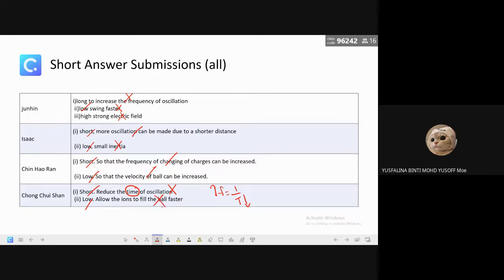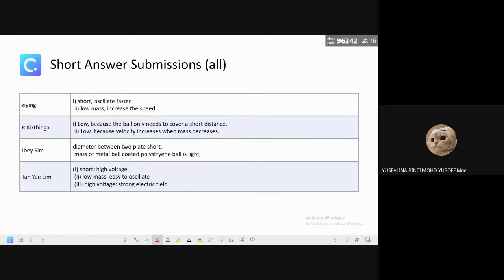Okay, low mass allows the ions to fill the ball faster. No, that's why I said it should be connected. Okay, faster, move faster. So what you need to do? Low mass, because you can increase the acceleration. So when the acceleration increases, then it will move faster. Okay. Needs to cover a short distance. Not so. Okay. Diameter between two plates, mass of the ball will be slight. Okay. Short, high voltage. Low mass, easy to oscillate.